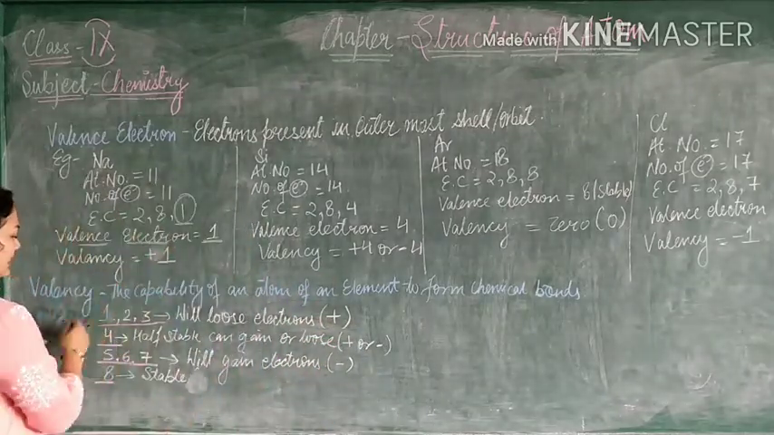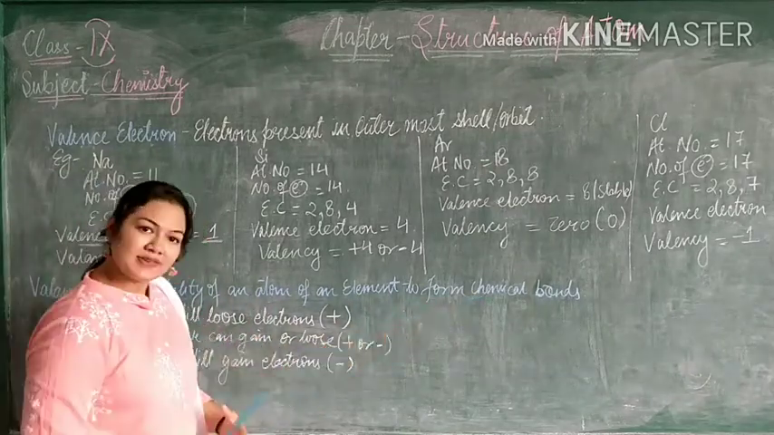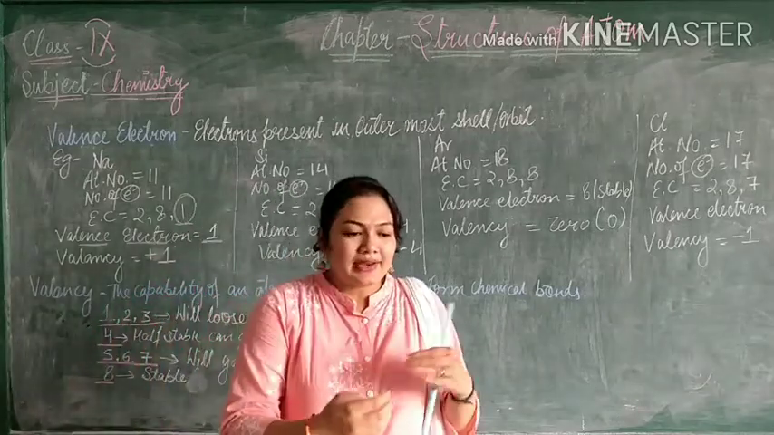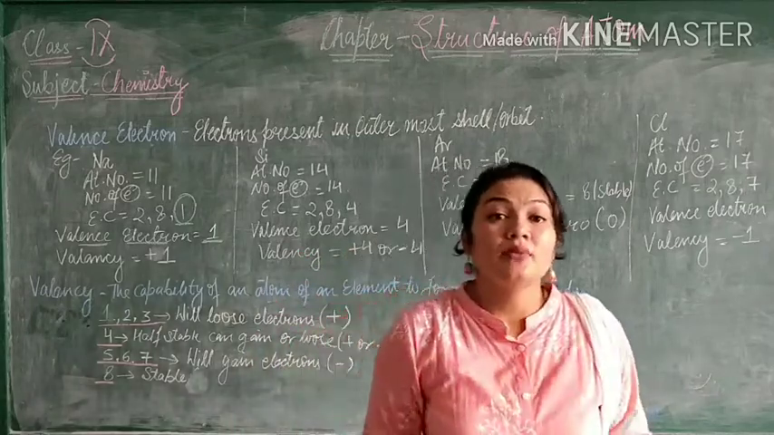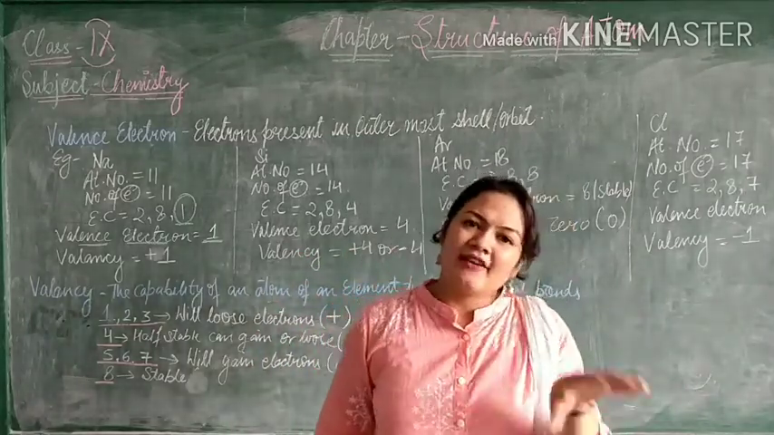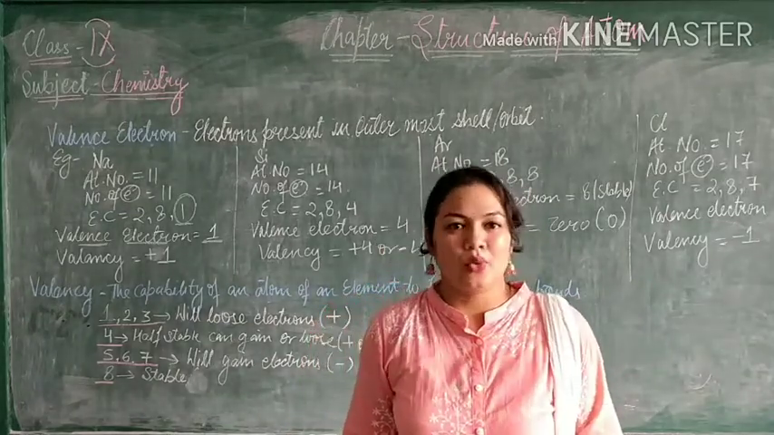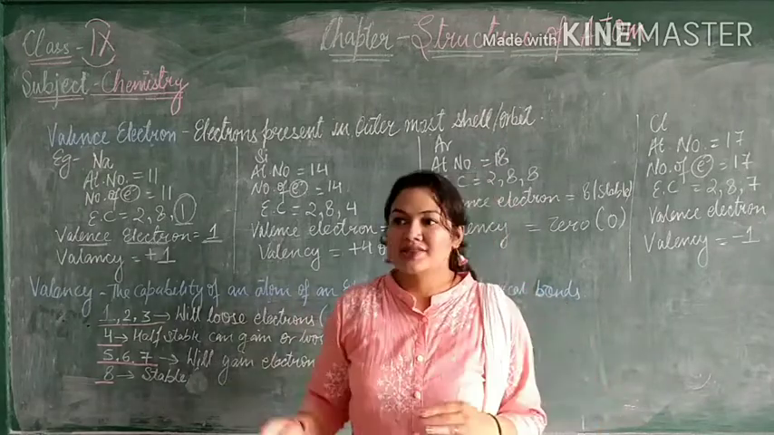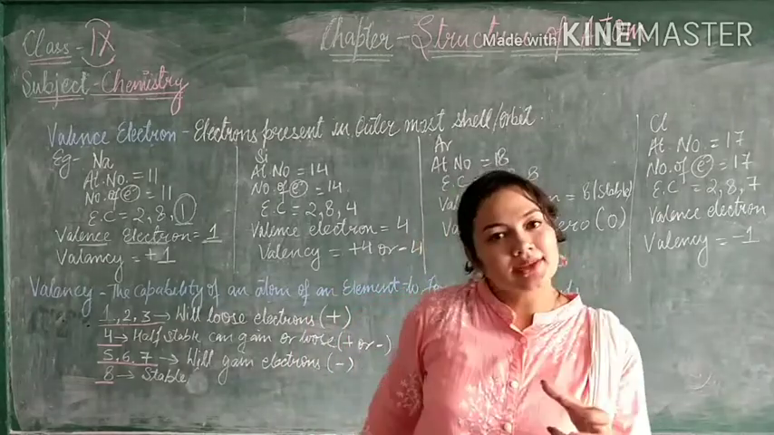Valency: what is valency? The capability of an atom of an element to form chemical bonds. That is the capability of elements so that they can form a chemical bond. Why would anybody form a chemical bond? I told you earlier also that if I had everything, all the luxurious things, I would start my own business. Why would I work for some other person? Why would I go and search for a job? Obviously, you will also think this.